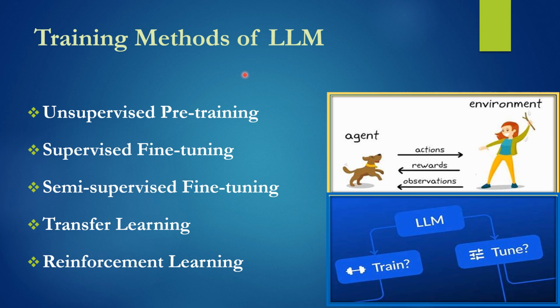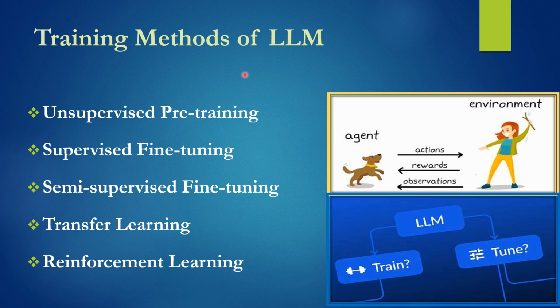So the first training method is unsupervised pre-training. In unsupervised pre-training, the large language model is exposed to a large corpus of unlabeled text data. The goal is to teach the model to predict the next word in a sentence given the preceding words. The model learns patterns in language by iteratively predicting words in the corpus, and it gradually improves its ability to understand context and generate coherent text.